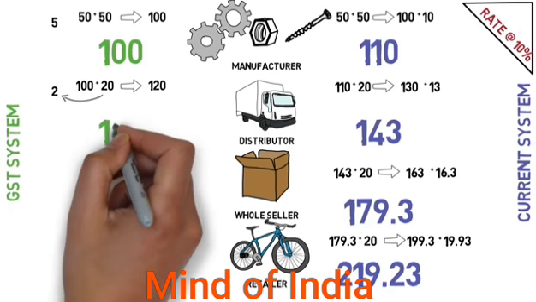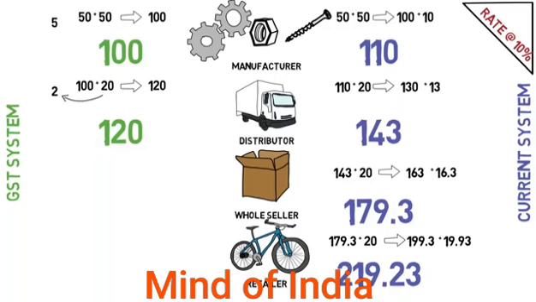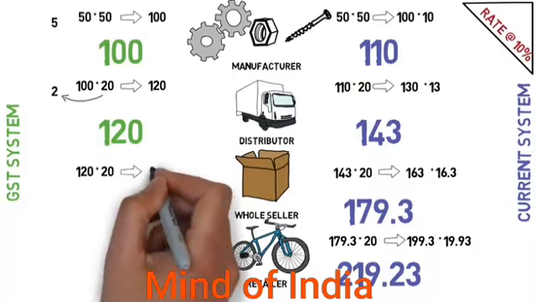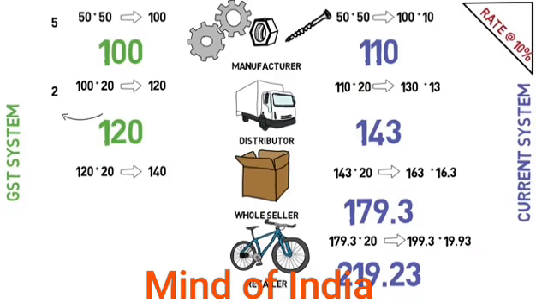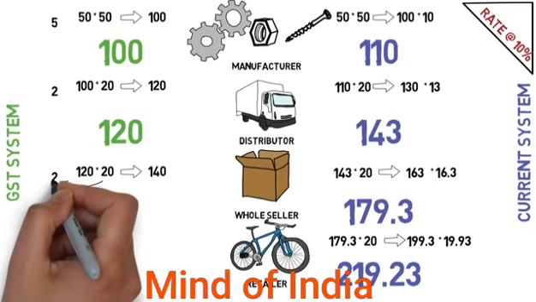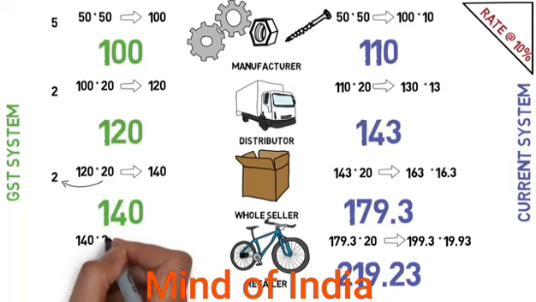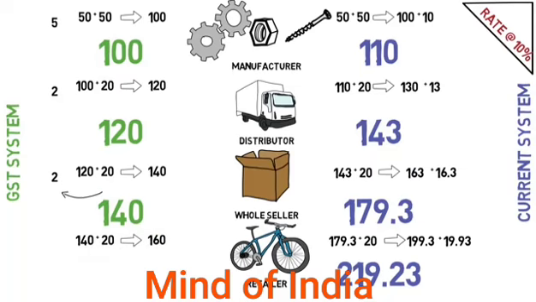The wholesaler buys the product for 120 rupees and follows the same pattern, adding 20 rupees as his profit, and the price will become 140, and pays the tax of rupees 2 on his profit of 20 rupees. The retailer buys the product for 140 rupees, adds a profit of 20 rupees, pays taxes of 2 rupees on his profit of 20 rupees and raises the final consumer price to 160 rupees. So if the prices are compared, the product is 59.23 rupees cheaper in the GST system than the current system.